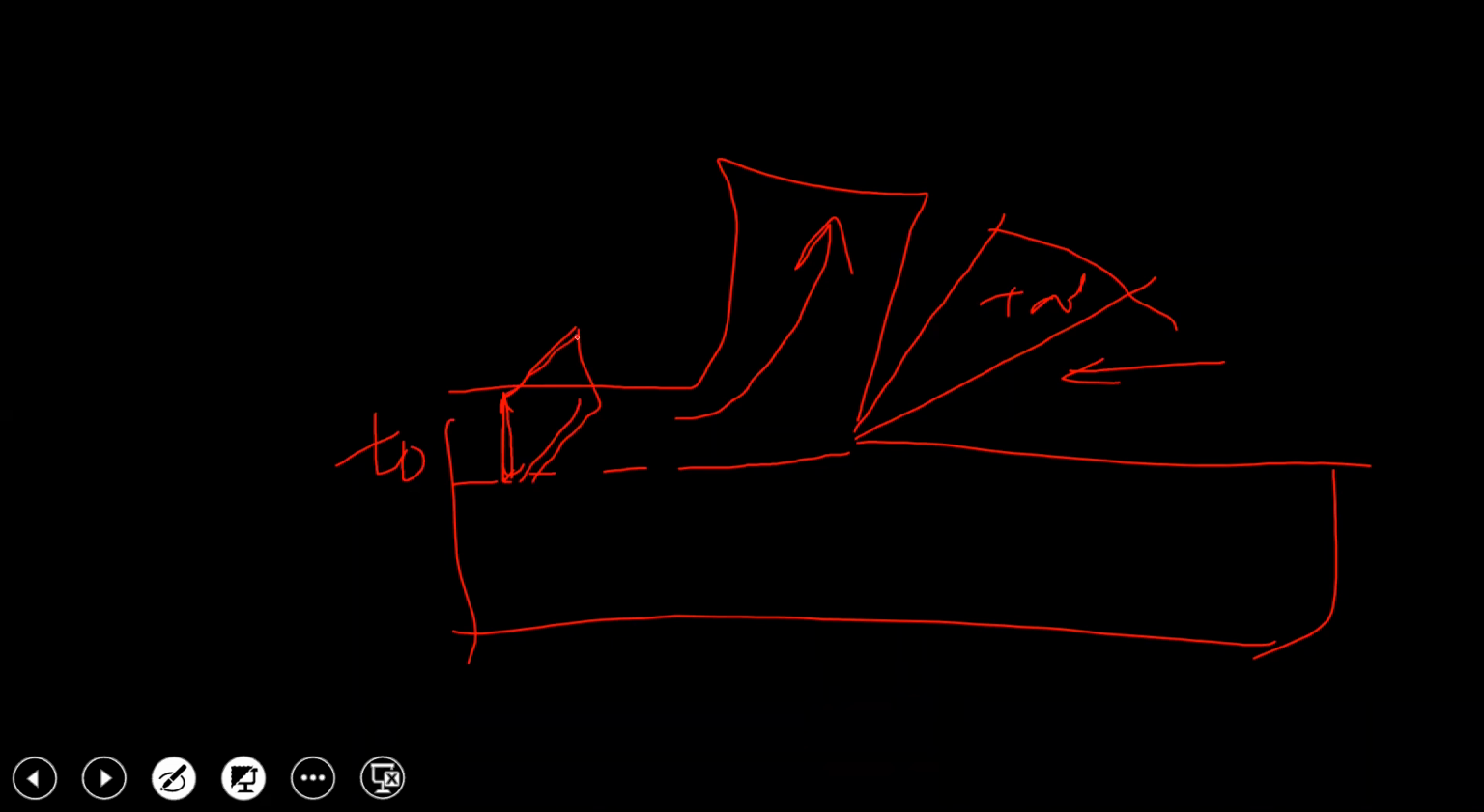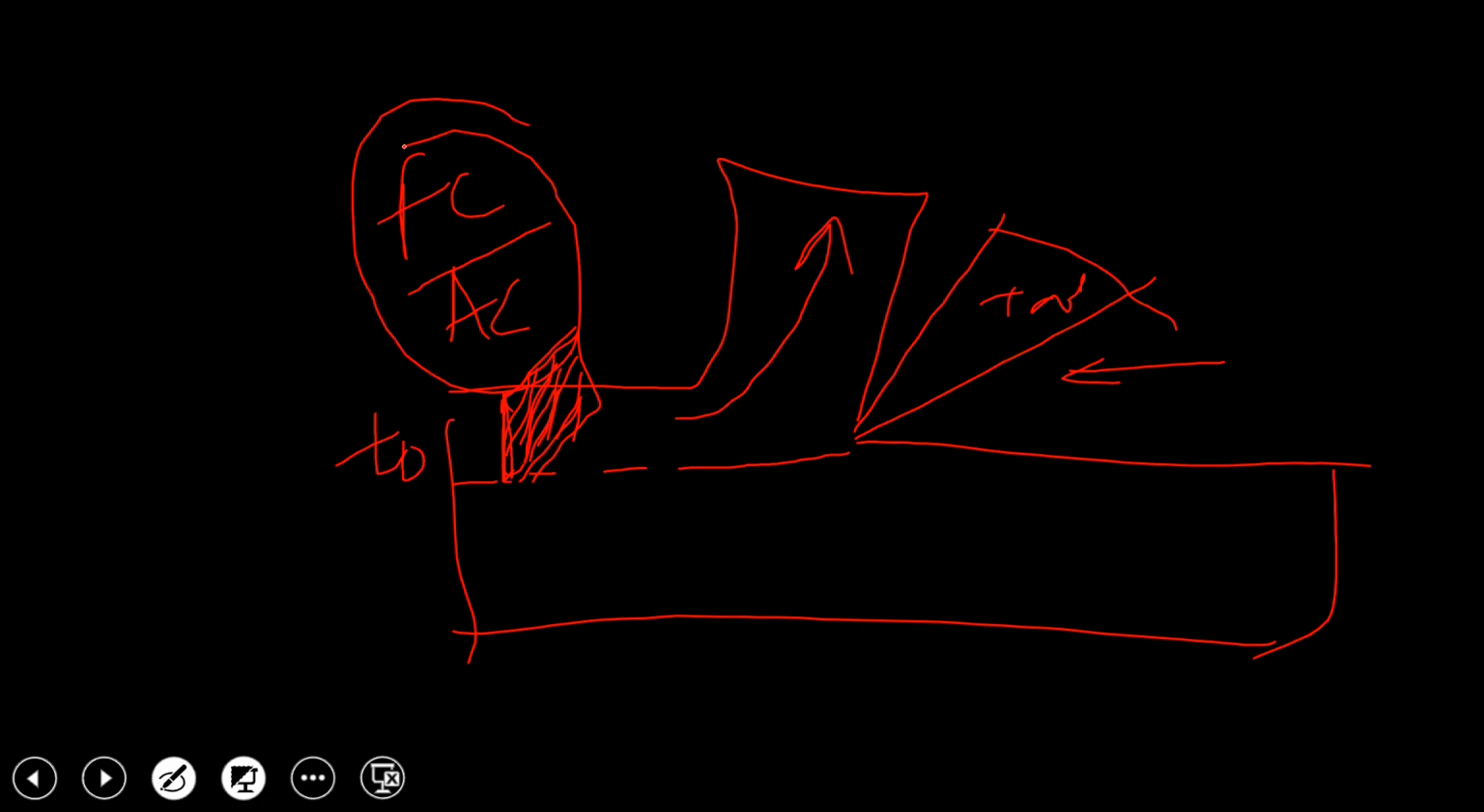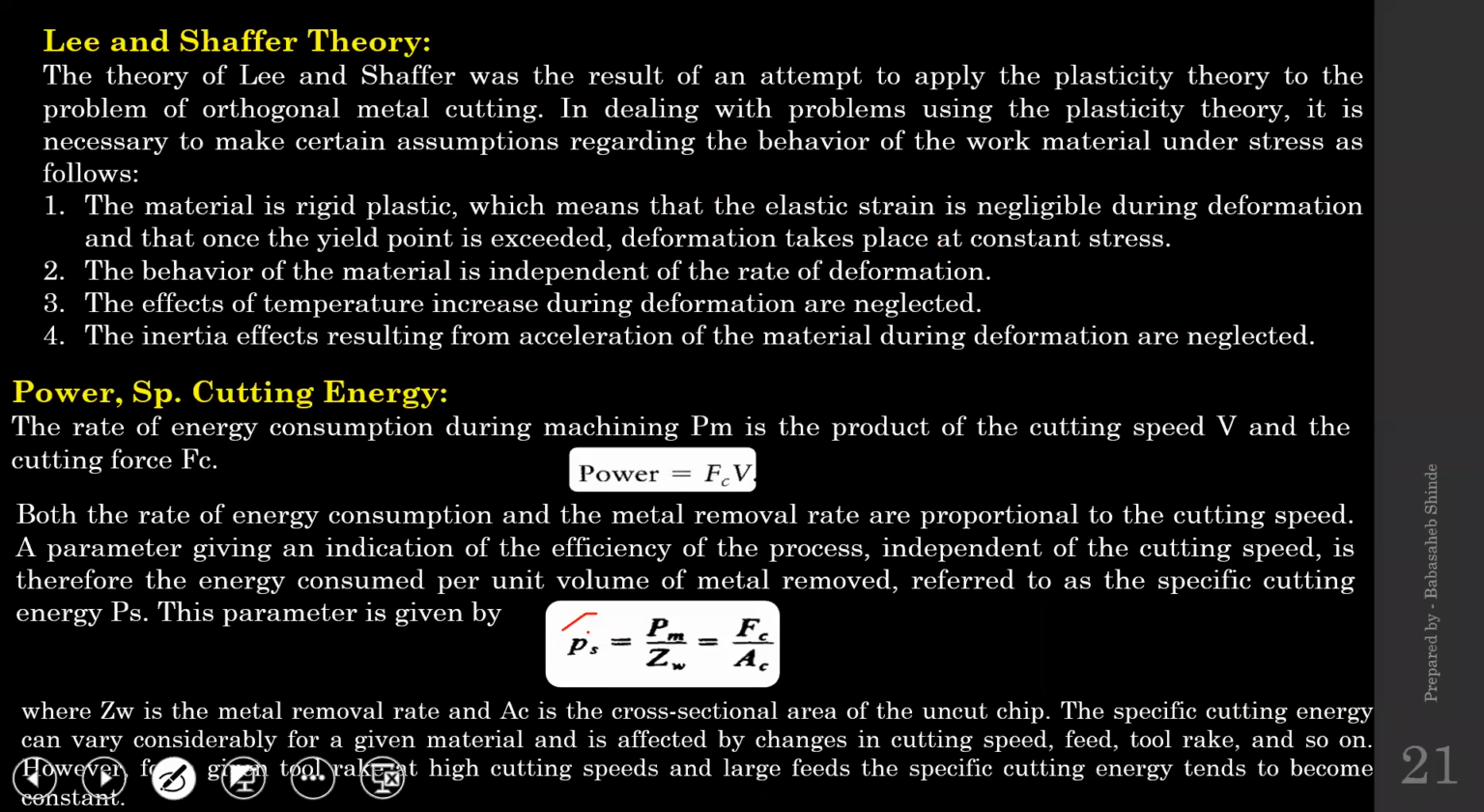And when you take the product of that width with this uncut chip thickness, you will get the cross sectional area of that uncut chip, and that is denoted by AC. So when you take the ratio of this AC with the cutting force FC, you will get the specific cutting energy.